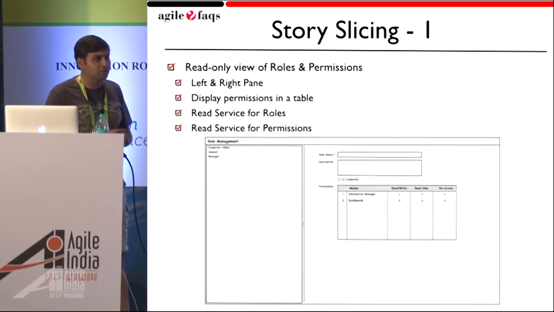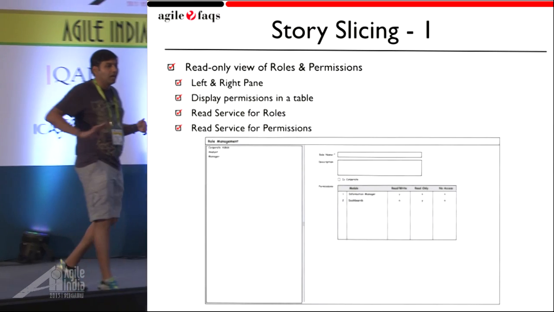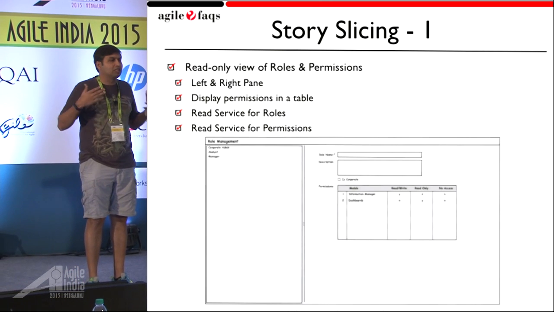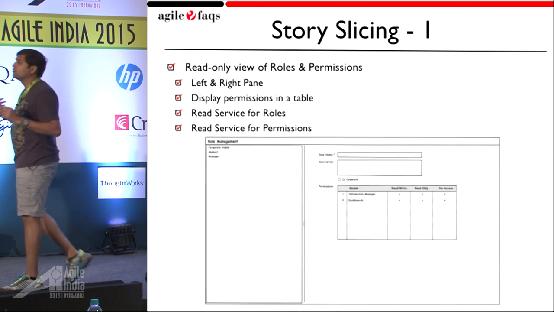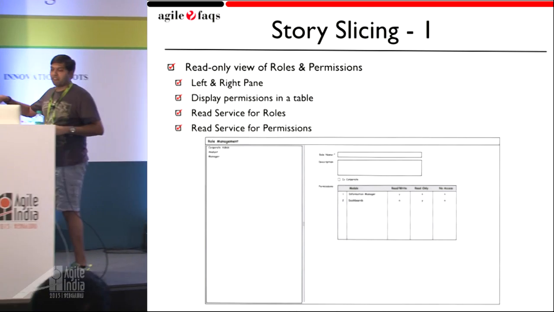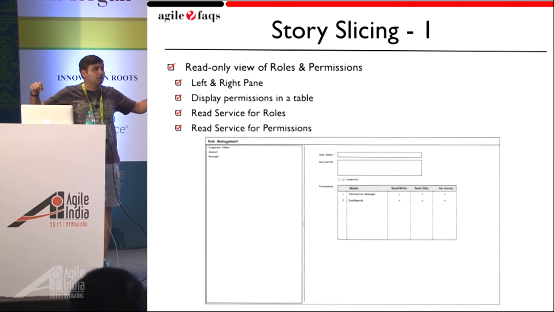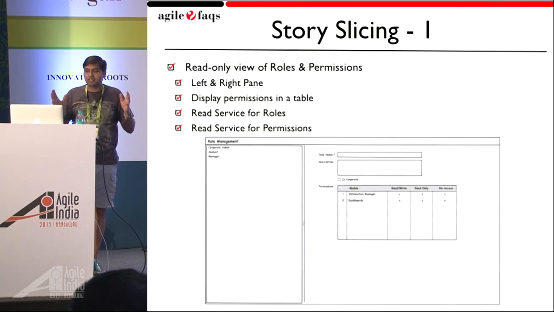So let's look at how we went about slicing this. The first thing we did was say we're going to do a read-only view of the roles and permissions, because at least to start with, I can see what the roles and permissions are, and maybe I could just go in the back end and update those permissions for now. But at least to start with, my first thing I want is a way to view this. I'm not going to do the fancy tree structure, all of those things. For now, I just want an easy way to dump that information in a decent enough manner.